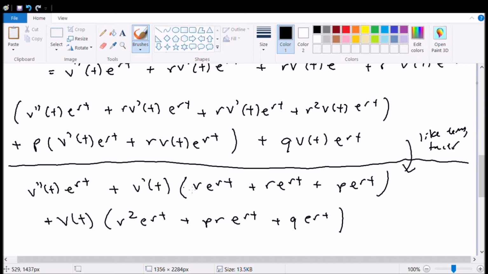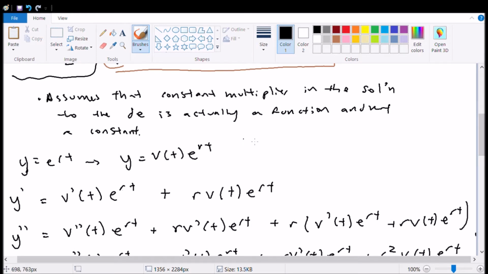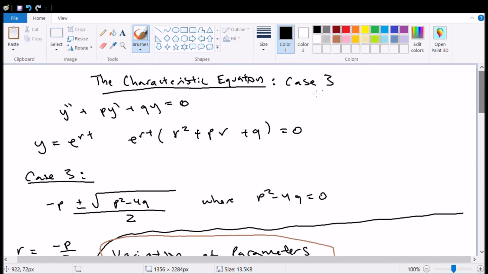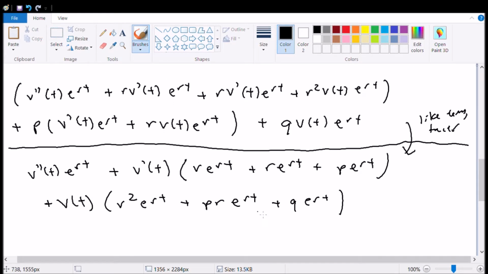And remember, this whole thing is still just this thing substituted in for y in the general form. Okay, so what do we notice here? What do we notice about this term? Well, we notice that this is r squared e to the rt plus p r e to the rt plus q e to the rt. So each of these has an e to the rt term.